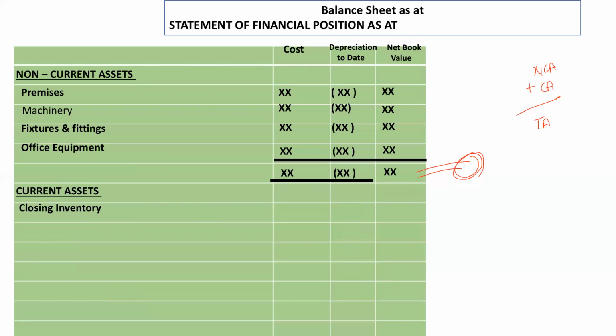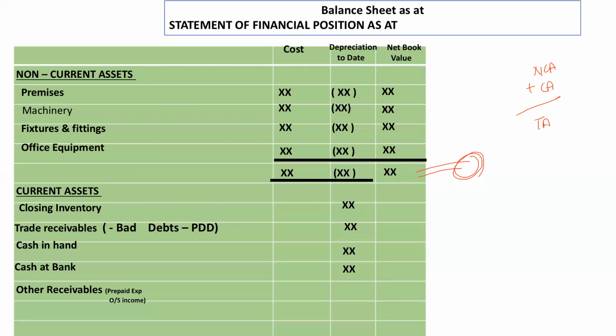In the current assets, you have your closing inventory, always found in adjustments. Next, you will have your trade receivables adjusted for new bad debts and new provisions. Next, cash in hand. After that, cash at bank. And last is your other receivables. In other receivables, you have your prepaid expenses and outstanding income. You will add all these current assets and take the total to the last column. Your non-current assets plus your current assets will give you your total assets.